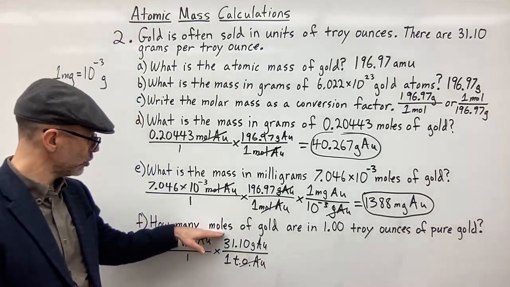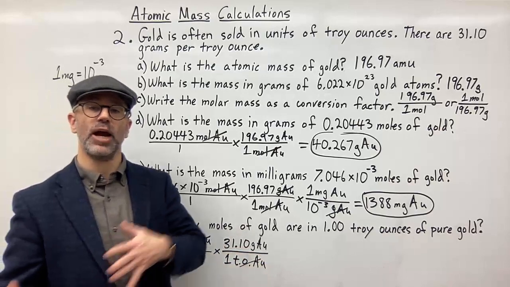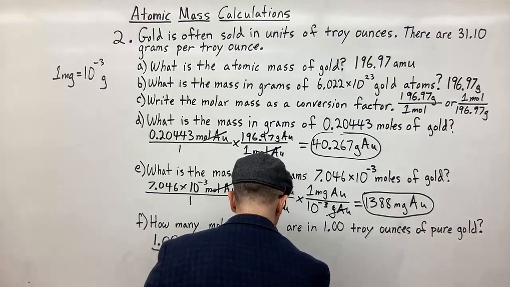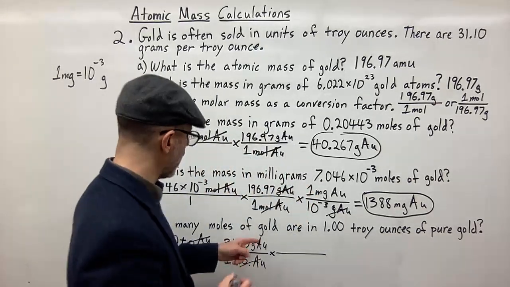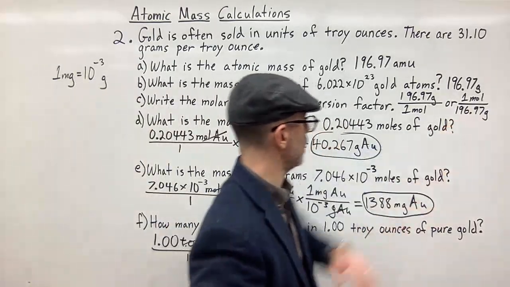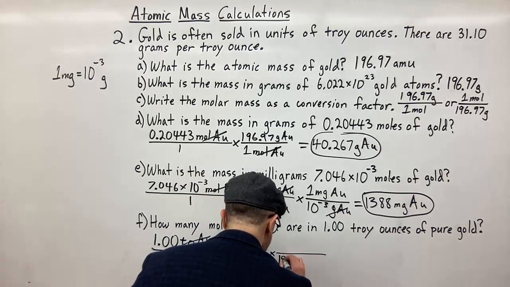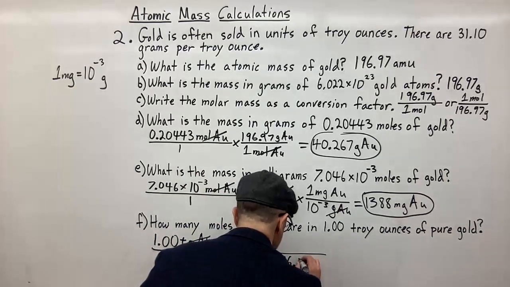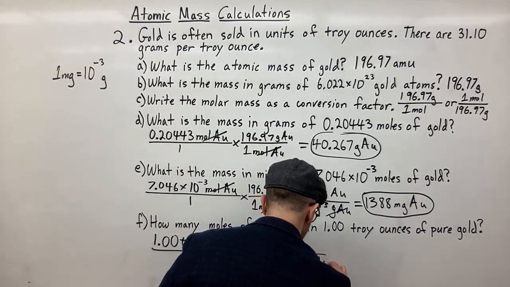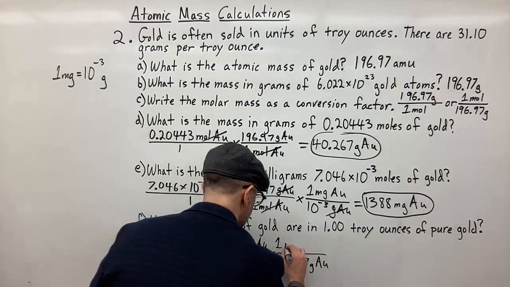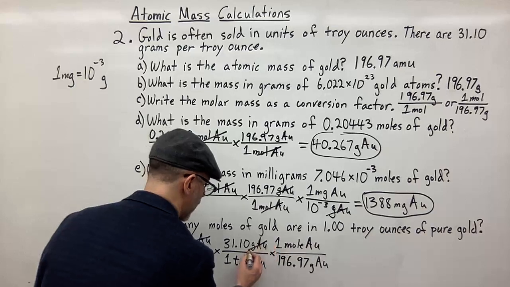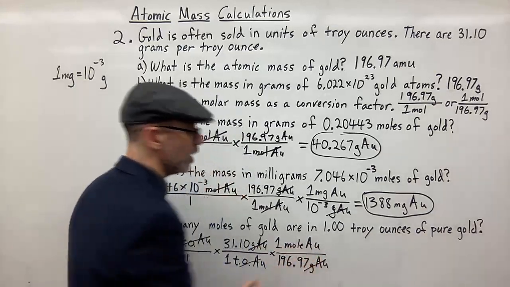We want moles, and I have grams. So to convert grams to moles, I use the molar mass. So we're going to use the molar mass as a conversion factor. I have grams on top, so I want to put grams on the bottom of my conversion factor. So I'm going to use this one here: 196.97 grams of gold on the bottom and 1 mole of gold on top. So grams of gold cancels out. Now I have moles, so I'm done.